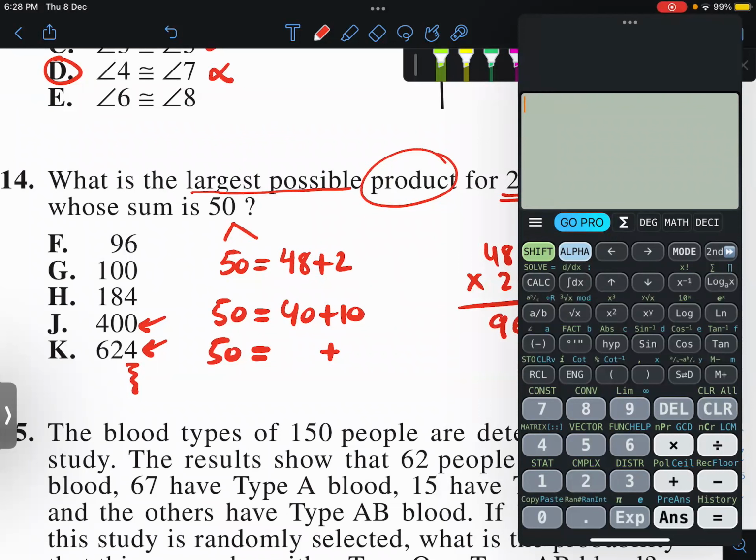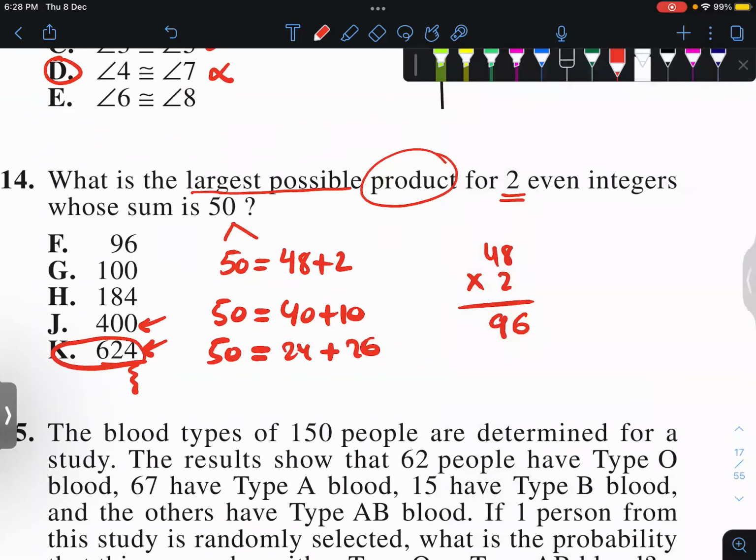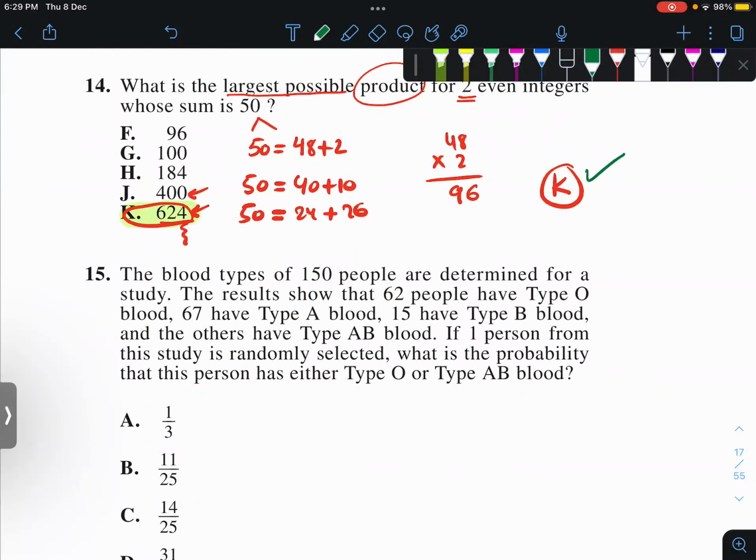So when you multiply 26 and 24, this is the greatest. And the sum of 24 and 26 is equal to 50, right? So here the greatest product will be 624. We have to check the greatest products, the greatest choices. Are there two even numbers or integers that, when we add them, give us 50, and when we multiply them, give us 624? So the answer is K, the perfect answer.